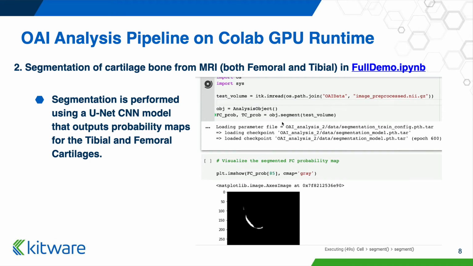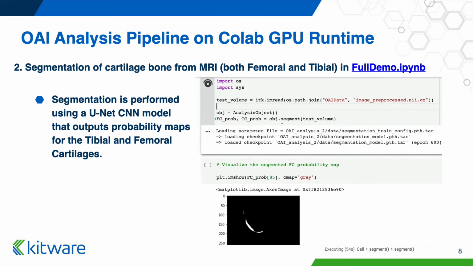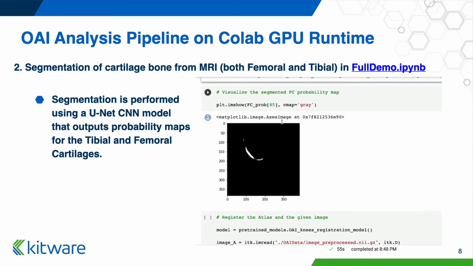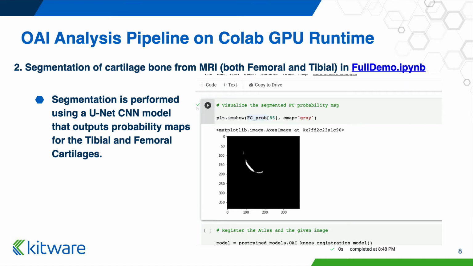For segmenting cartilage bone from knee MRI images, we use UNet convolutional neural network model, which outputs the probability maps for the tibial and femoral cartilages. Users can see the output of segmentation model with the help of Matplotlib as shown here. The segmentation masks are then deformed using the deformation field obtained from the registration algorithm. Mesh processing is then performed on these deformed probability masks.